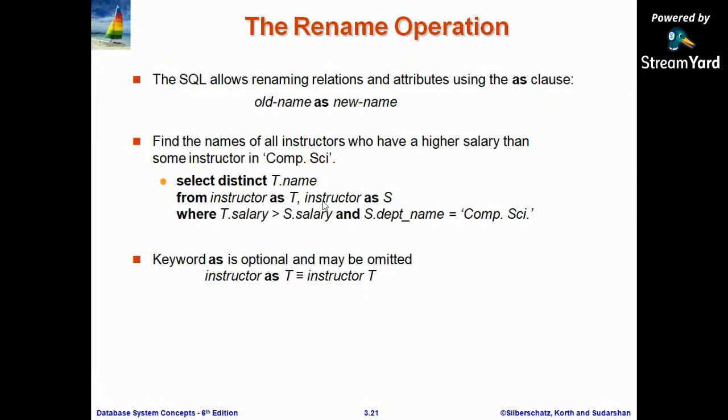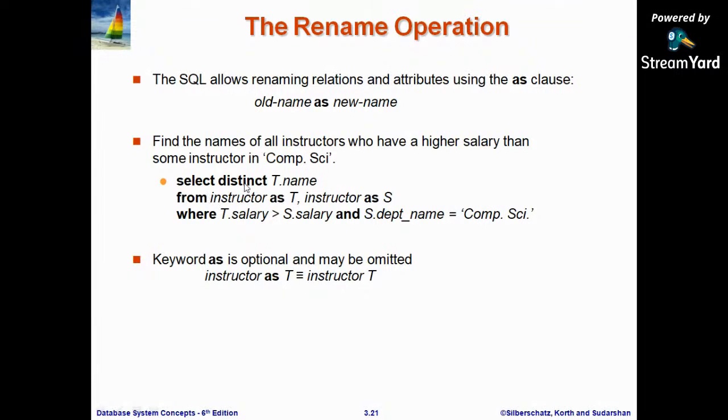Why do we want to rename a table? Because we want to perform an operation of a table with itself. If I want to perform an operation of the instructor table with instructor, then one time I am going to rename it as T and the other time I am going to rename it as S. Now you have to use these two tables as T and S within that query, and then you can do various operations like this.